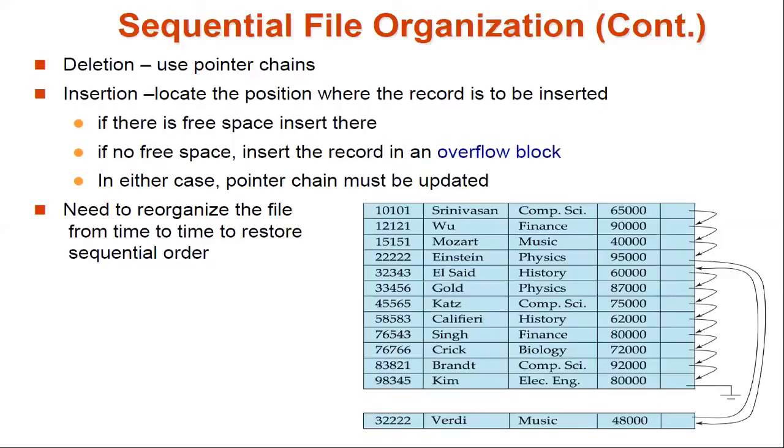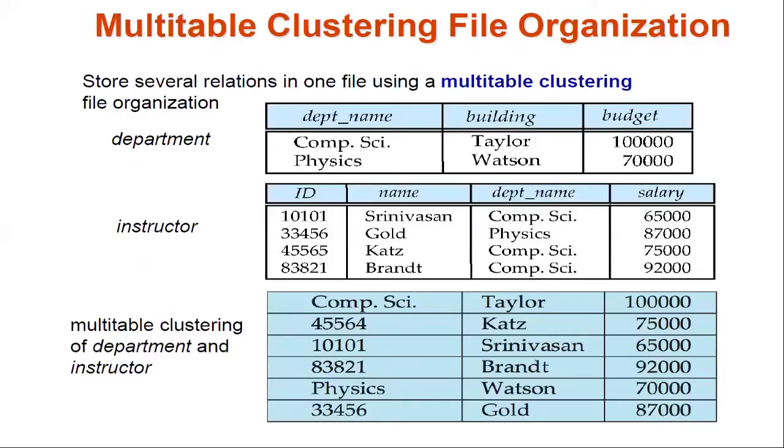We need to organize the file from time to time to restore the sequential order. Suppose you find any free space in between, then you have to rearrange, right? Because in the sequential file organization, your record content should be in sequential order all the time. Okay, so whenever it is possible, the records you have should be arranged in a sequential manner.